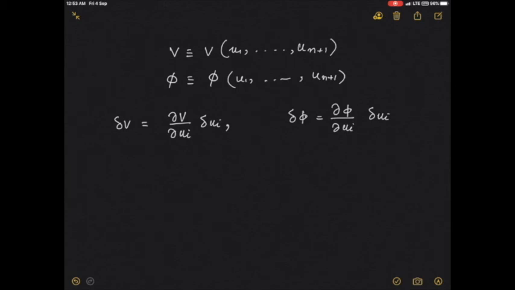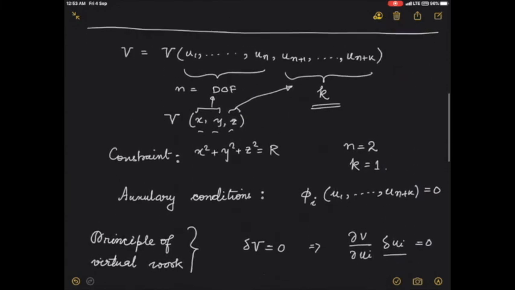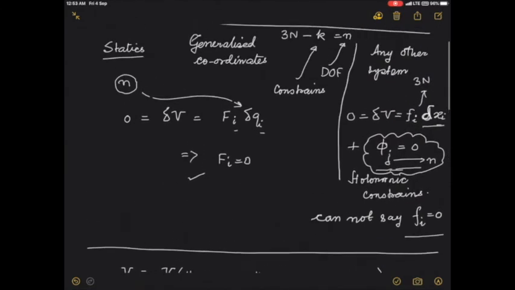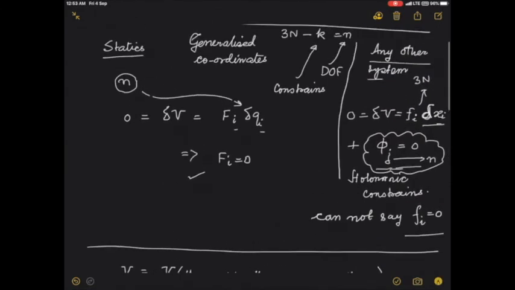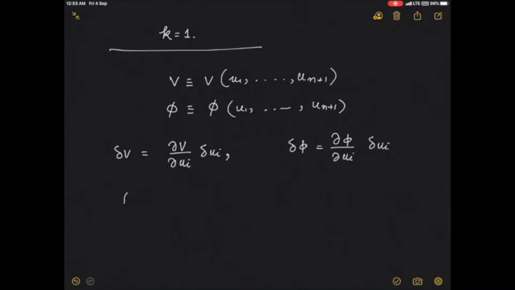Now, one thing you may have already understood from our previous discussion: if I choose any coordinate system other than the generalized coordinate system, the coefficients of delta xi cannot be considered as generalized force and they are not independently zero. So here also, remember that we don't have del v del ui equal to zero.